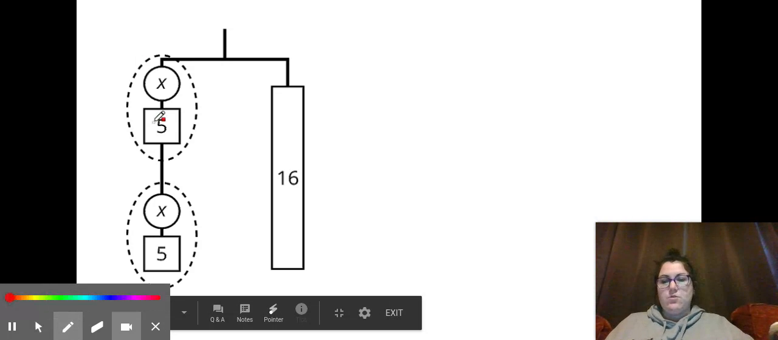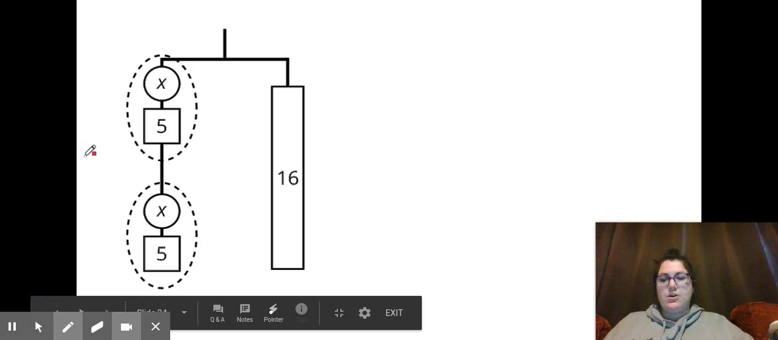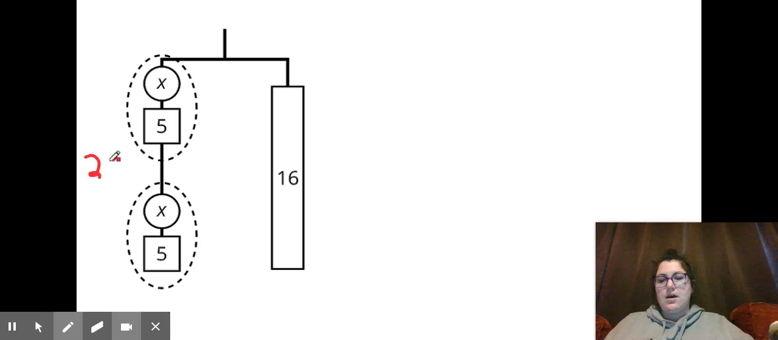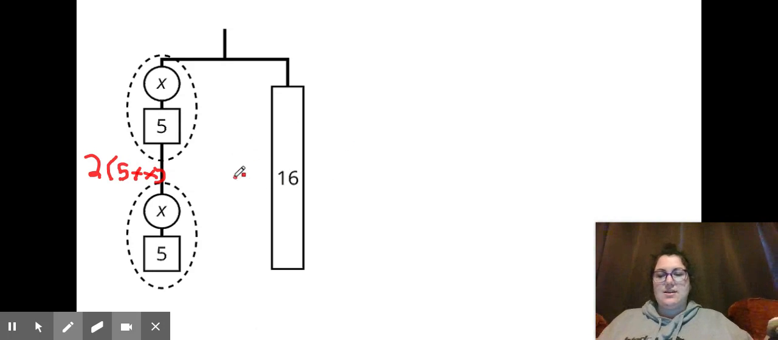Okay, so when we look at this hanger, I have two groups of 5 plus x, because you can see they've actually already circled this for us. So two groups of 5 plus x. And we know here too that there is 16 on the other side. And remember, like a weight, like a hanger, we've got to keep it even on both sides. So if I change one thing on one side, I'm going to have to on the other as well.